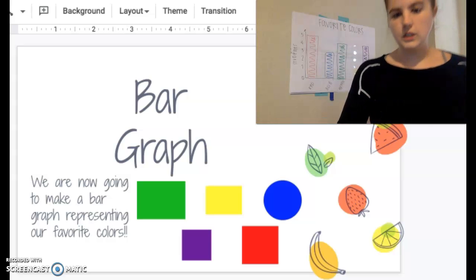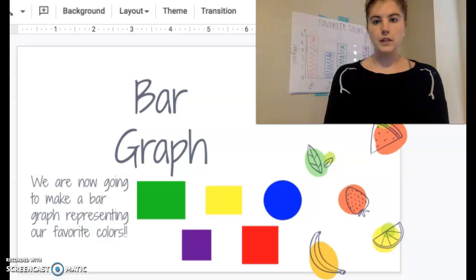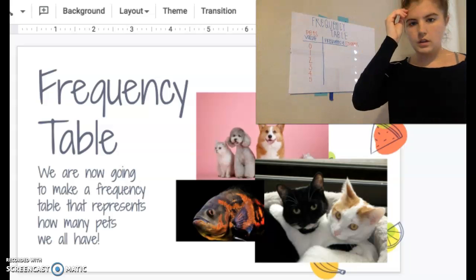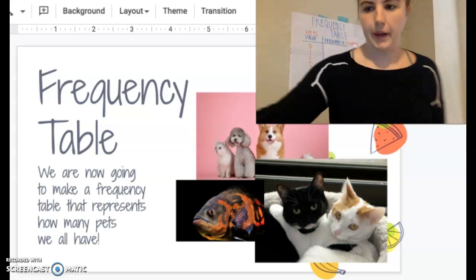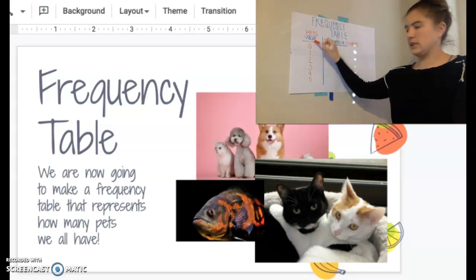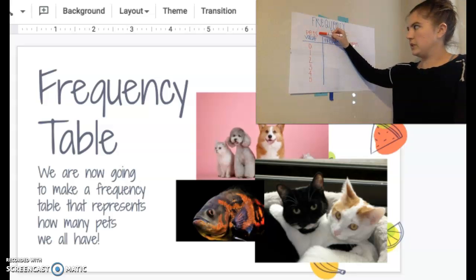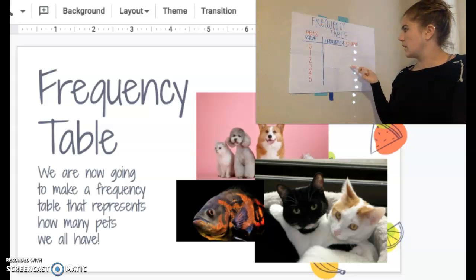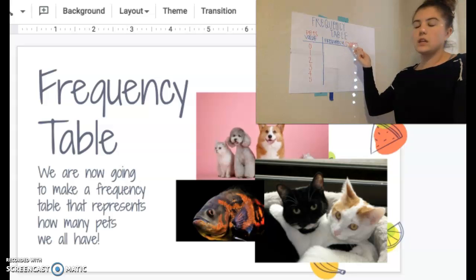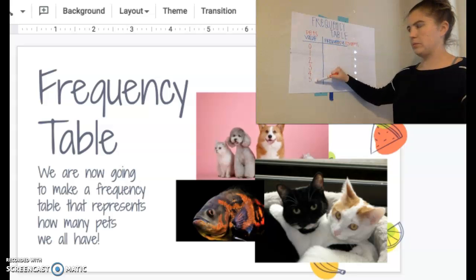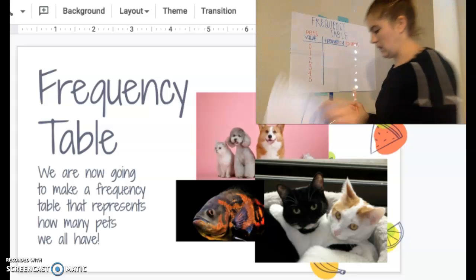Okay. The other question that was on y'all's survey was about how many pets you have in your home. So we're now going to make a frequency table that represents how many pets we all have. So here on the frequency table that I've made, we're going to see that on the left-hand side of a frequency table, it represents the value. So our value is going to be the pets. For the frequency, that's going to be the amount of students in our classroom who have the amount of pets here represented on the left-hand side of our frequency table.